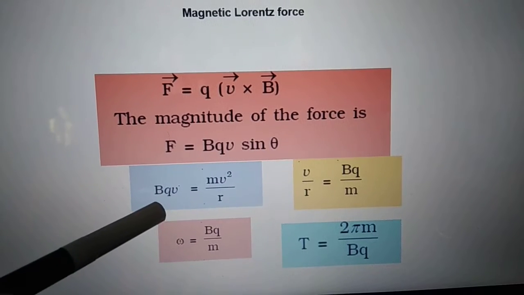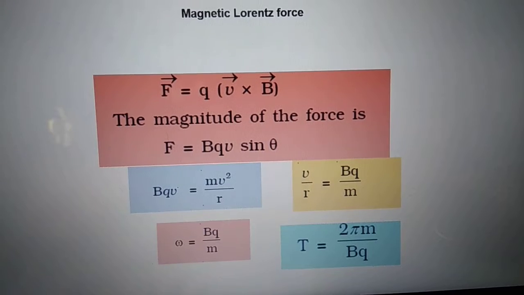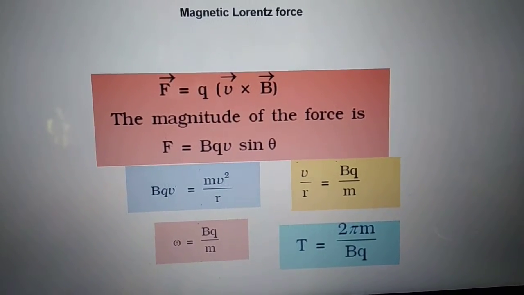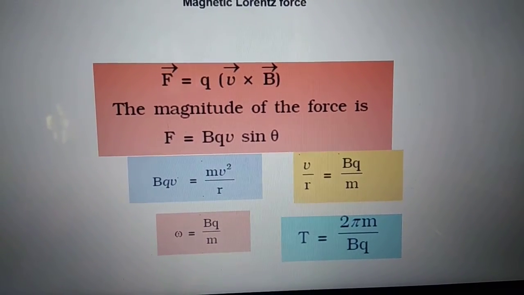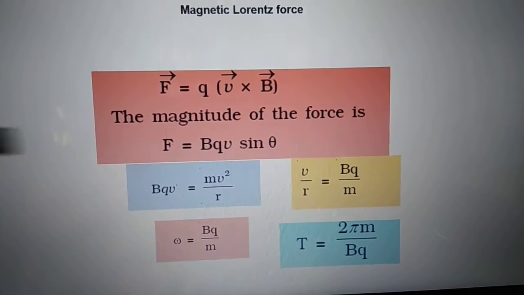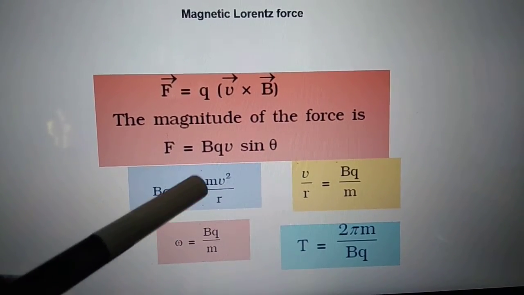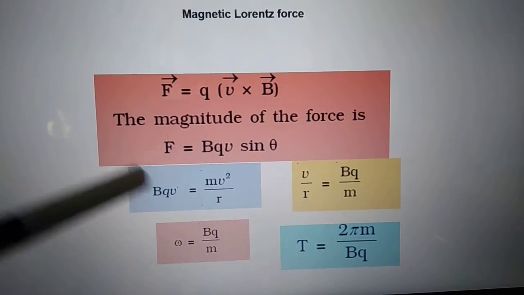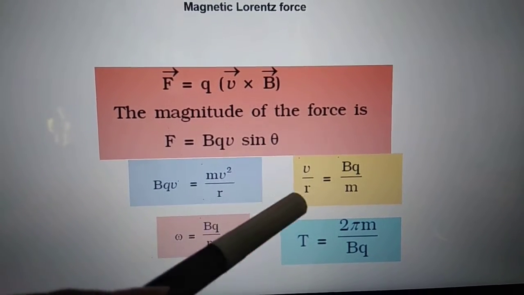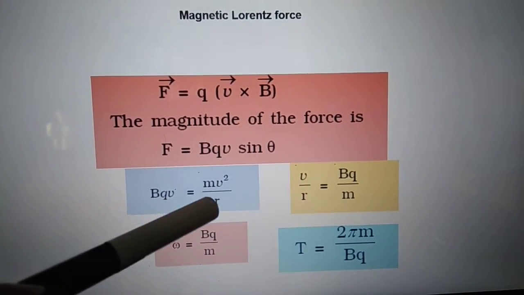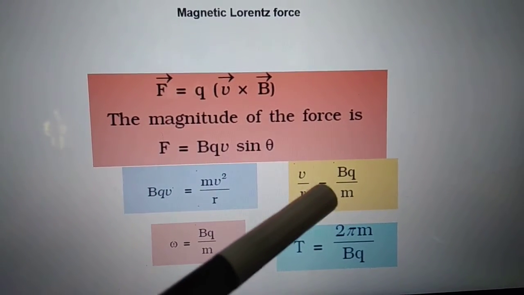Now, if the electron is in the magnetic field, then what will happen? It will start to move round and round. So the force will be balanced by the centripetal force. In that case, I can write BQV is equal to mv square upon r, because centripetal force is denoted as mv square upon r. Rearrange this equation. Keep V by R on one side and the rest, BQ by m, on the other side.